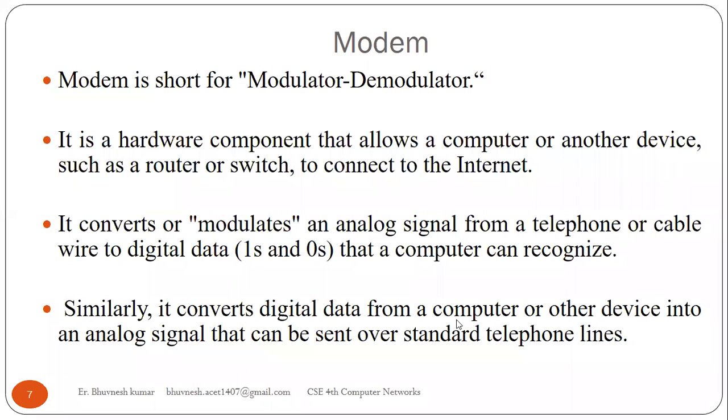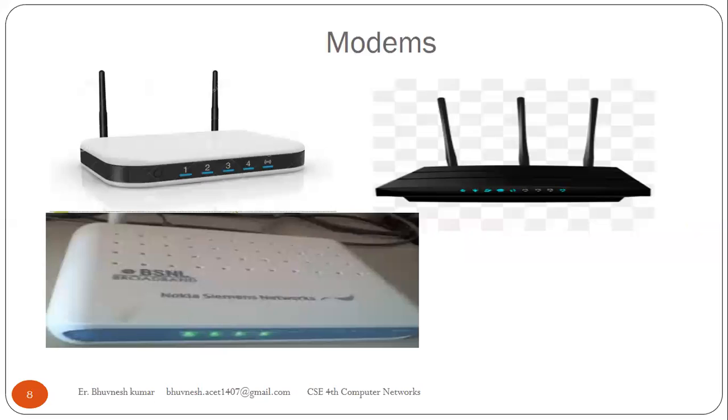Similarly, it converts digital data from a computer or other device into an analog signal that can be sent over a standard telephone line. If it is digital and you want to send it through a telephone line, then it is converted by a modem so that it can travel through an analog channel. Here are the examples of your modem: your router, your access point, or your set-top box are examples of a modem. They will convert your data. If it is digital, it will convert into analog. If it is analog, it will convert into digital.